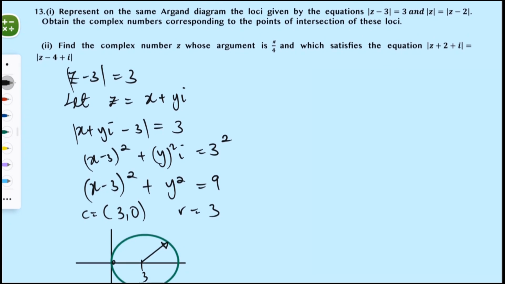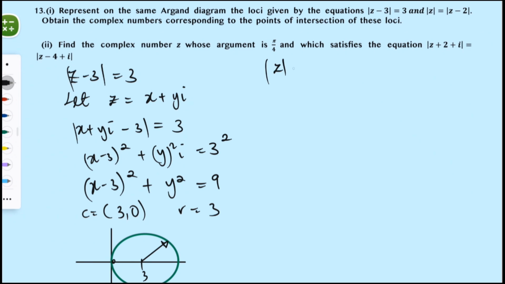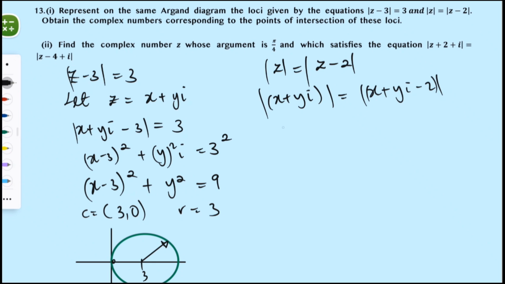The second would be magnitude of z equal to magnitude of z minus 2. Okay, so again, we let z be x plus yi. Replace these. Magnitude of x plus yi minus 2. Over here, we're just going to have x squared plus y squared. And then over here, x minus 2, which is the real part. We add this up, y squared.